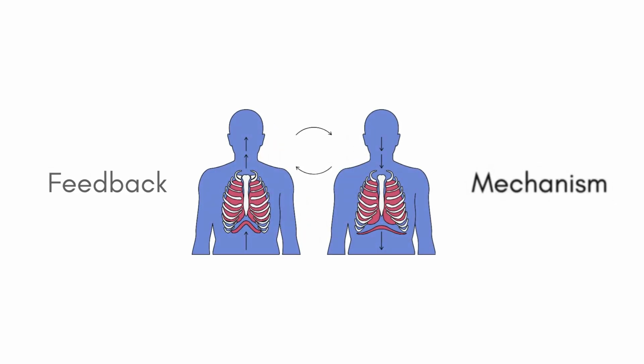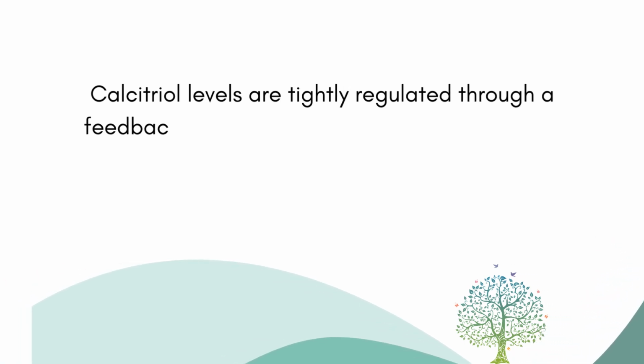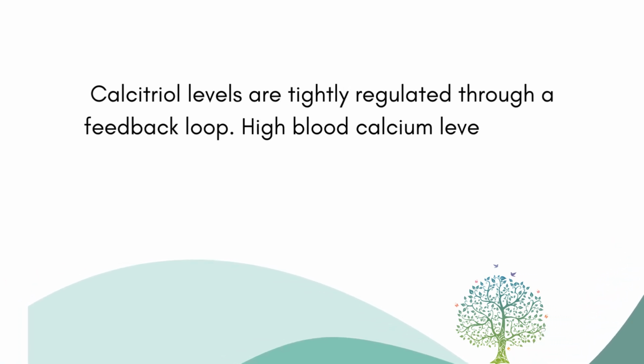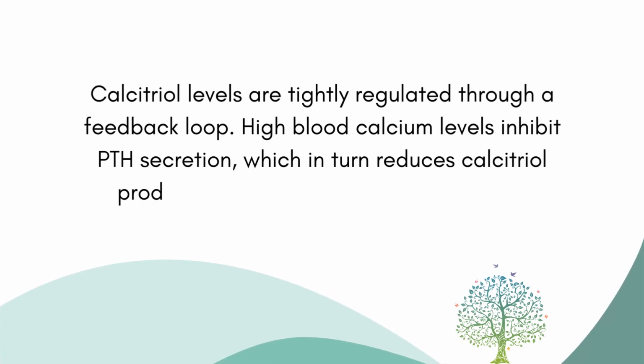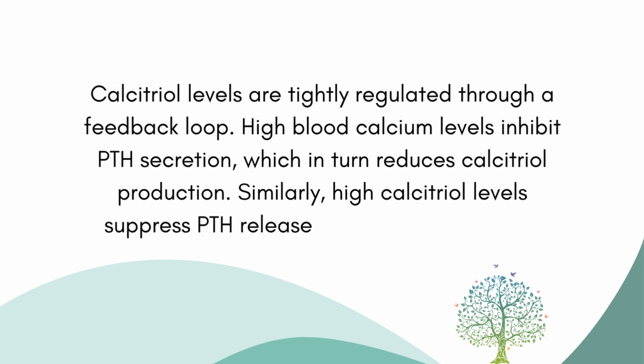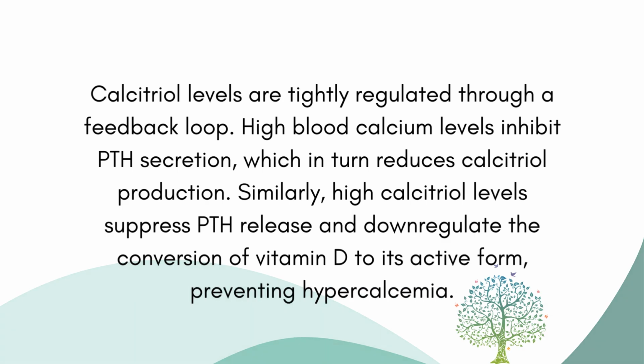Feedback mechanism. Calcitriol levels are tightly regulated through a feedback loop. High blood calcium levels inhibit PTH secretion, which in turn reduces calcitriol production. Similarly, high calcitriol levels suppress PTH release and downregulate the conversion of vitamin D to its active form, preventing hypercalcemia.